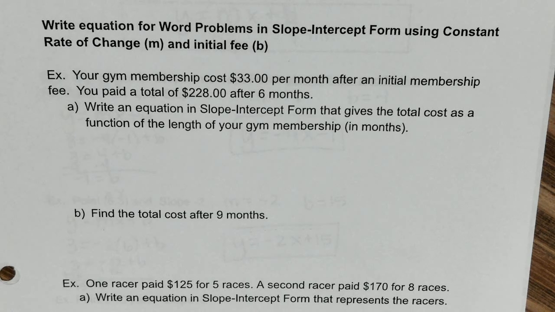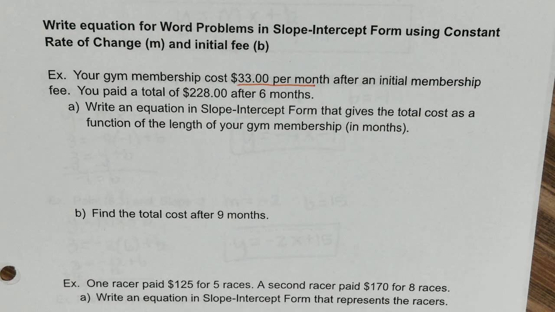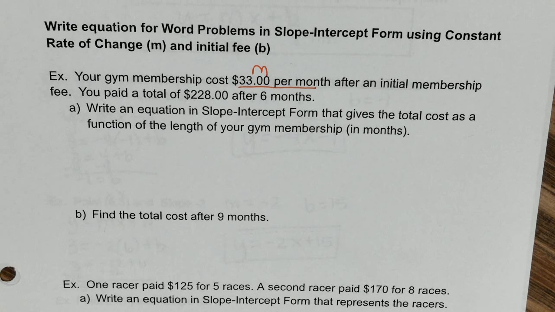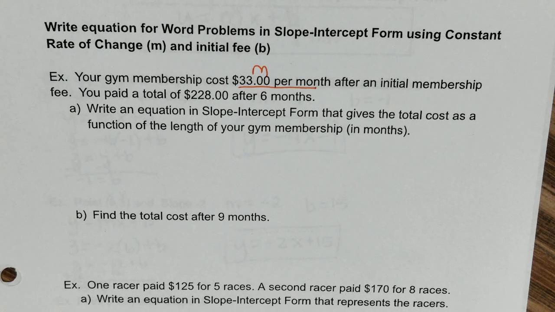All right. So it says your gym membership cost $33 per month after an initial membership fee. You paid a total of $228 after 6 months. So they gave us different information today. They did not give us an M and a B, right? What do y'all think this is? Don't say X, say M. This is the M. Why? It is the rate per month. Are y'all with me? Okay, let's talk about what else they gave me.